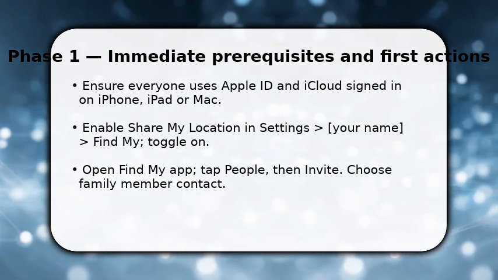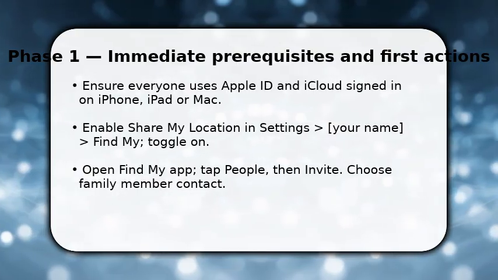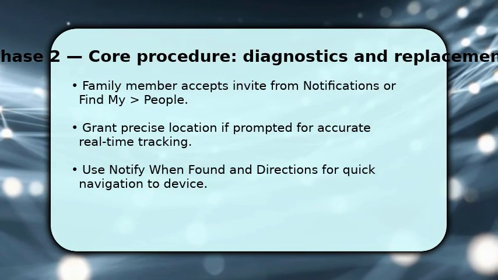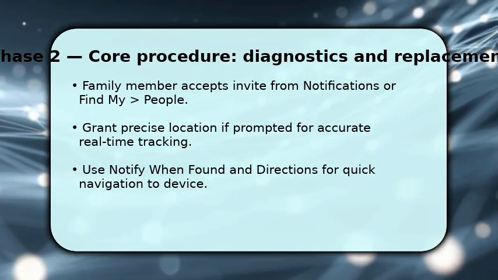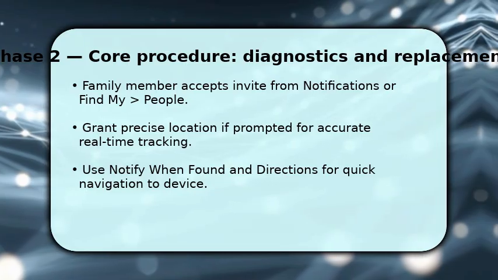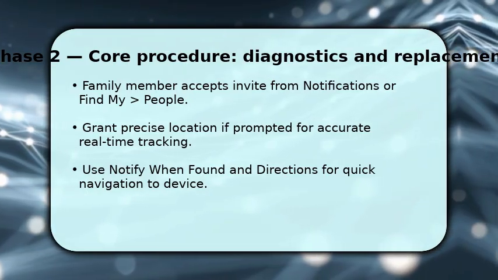Once invited, the family member must accept the invitation from either the Find My app or the notification. This completes the pairing. After acceptance, confirm permissions. Grant precise location so you see exact positions rather than an approximation.